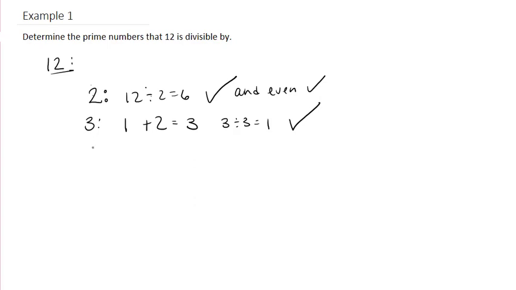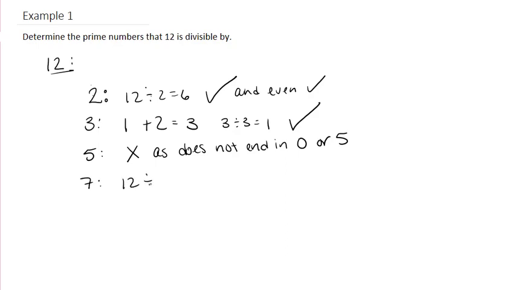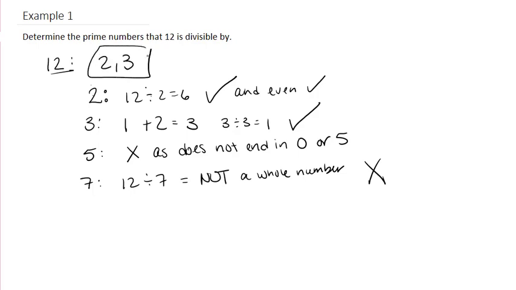The next number we look at is 5. Now, 12 ends in a 2, not a 0 or 5. So we would say this does not work, as it does not end in a 0 or 5. The next thing we look at would be 7. Now, 12 divided by 7 is not a whole number. So this also does not work. So the prime numbers that 12 is divisible by are 2 and 3 from the list below.